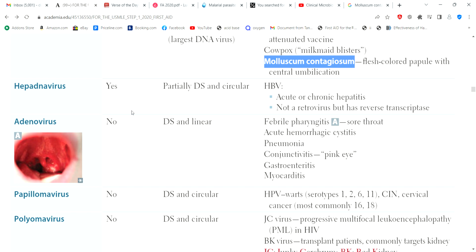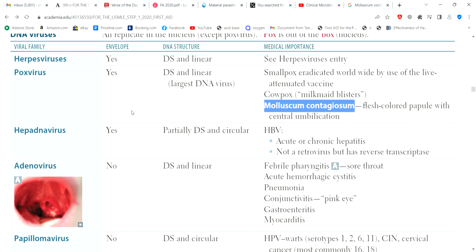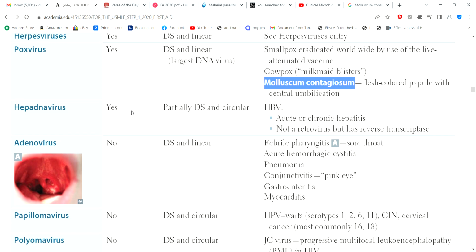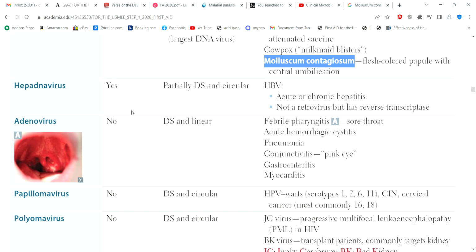Hepadnavirus is enveloped. It's partially double-stranded and circular. This is what causes hepatitis B. It can be acute or chronic hepatitis. It is not a retrovirus but has reverse transcriptase. So remember this, reverse transcriptase.